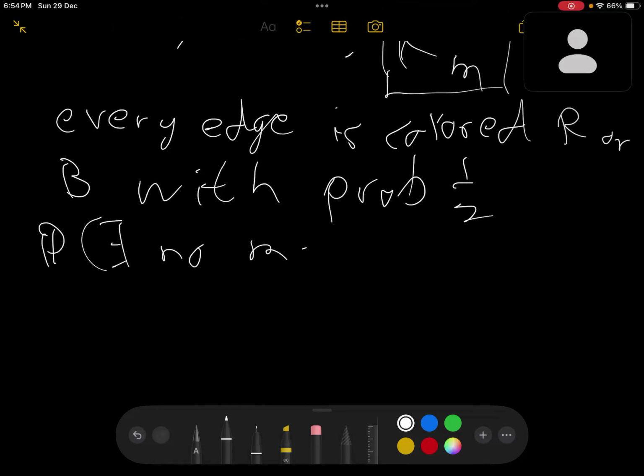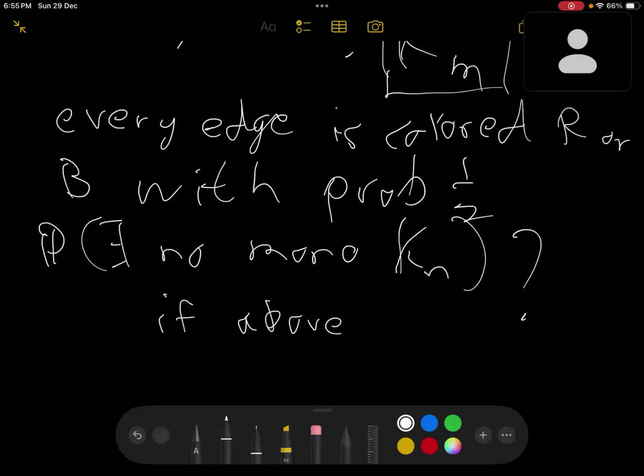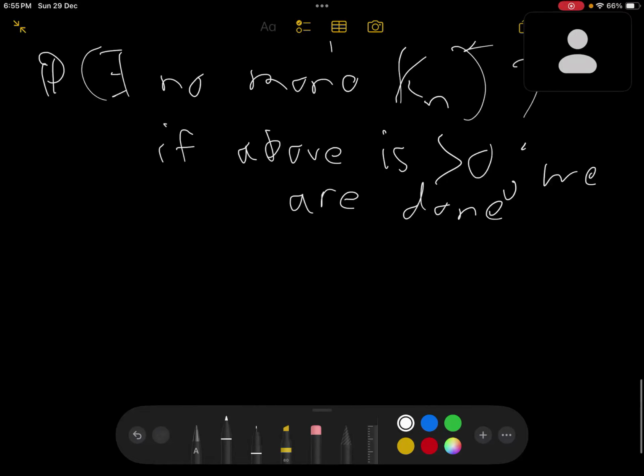There's no monochromatic gain. This is what you want. So there are events where the entire graph is monochromatic. So what we want is, what is this probability? And if this probability is greater than 0, we are done. Why? Because then there exists such a coloring. If there didn't exist one, then the probability would be 0. So if there was no such coloring, the probability is 0. But as long as the above probability is greater than 0, we are done.